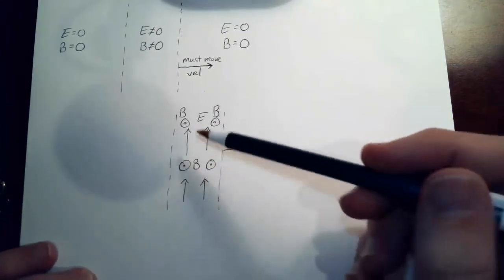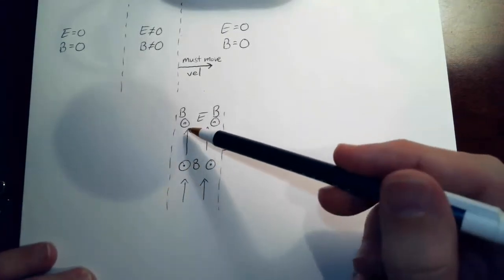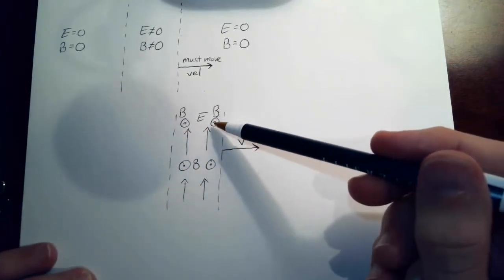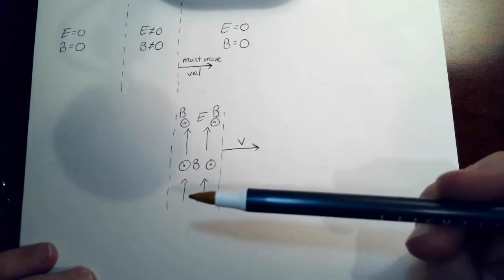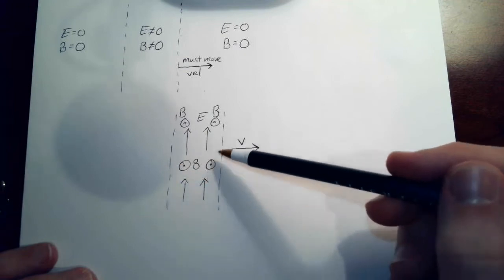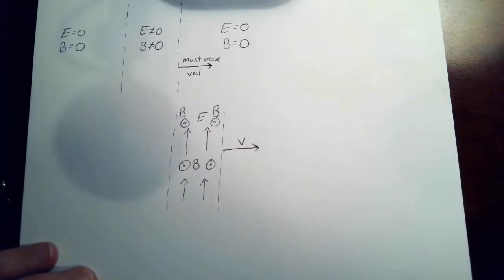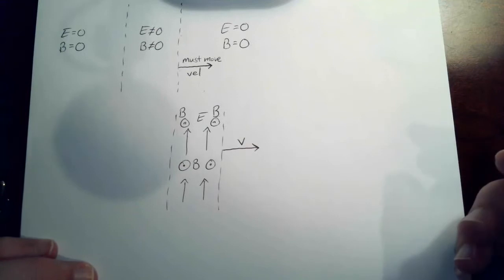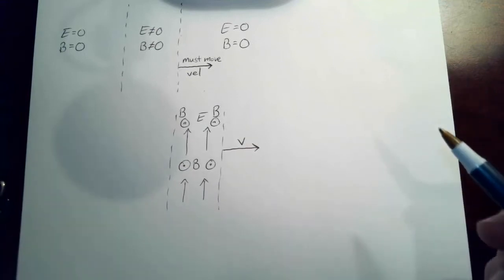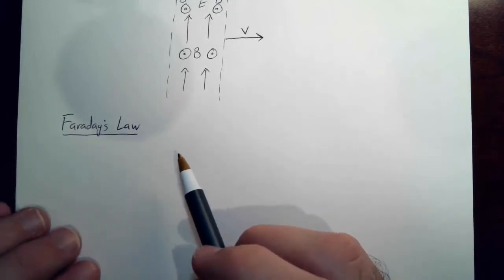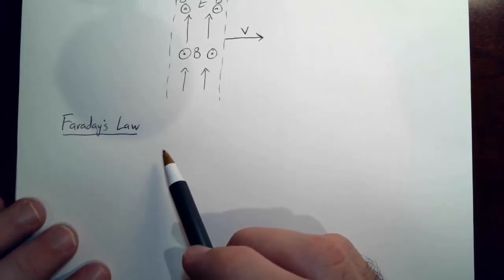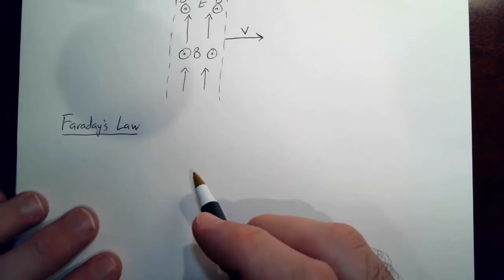As for magnetism, it's the same argument. I draw a Gaussian surface inside this slab, and I have the magnetic field both entering the box from behind and leaving the box coming towards us. So the net flux through the box is 0, which is what Gauss's law for magnetism demands, that flux must be 0. Okay, so Gauss's laws are pretty straightforward, so I want to move on to Faraday's law now.